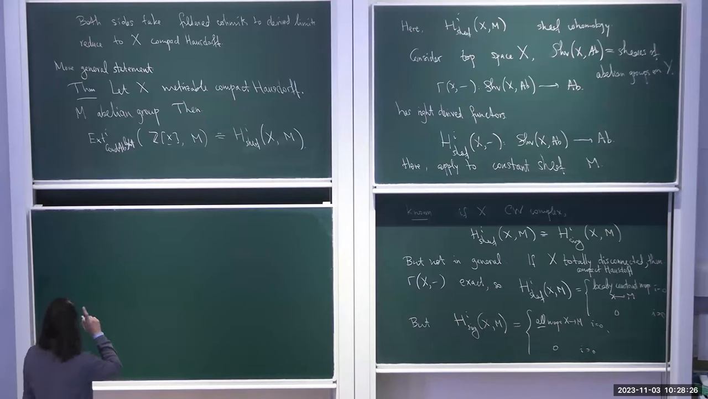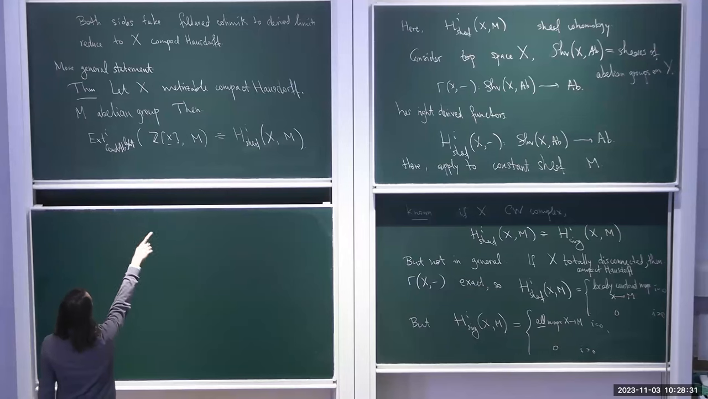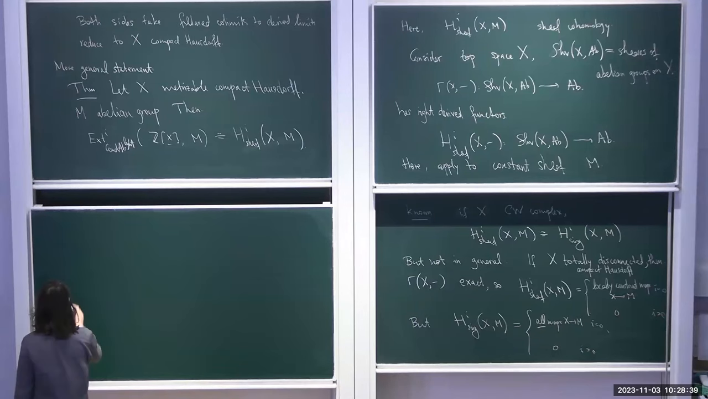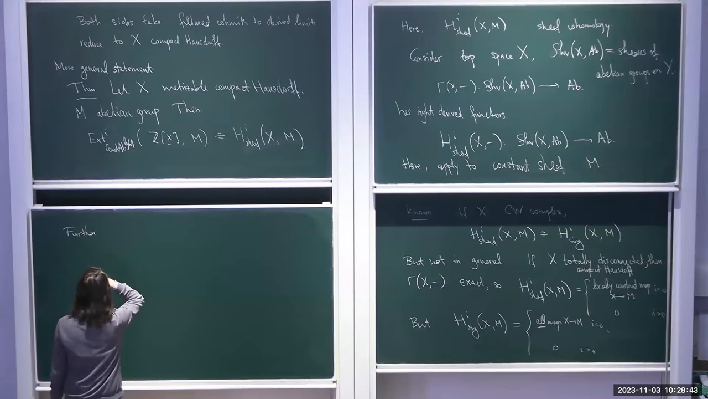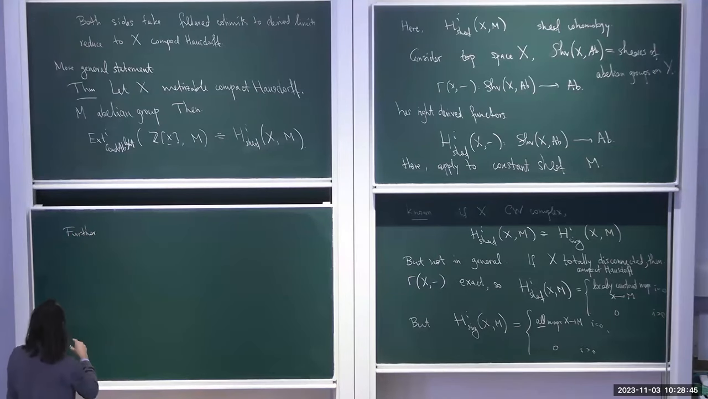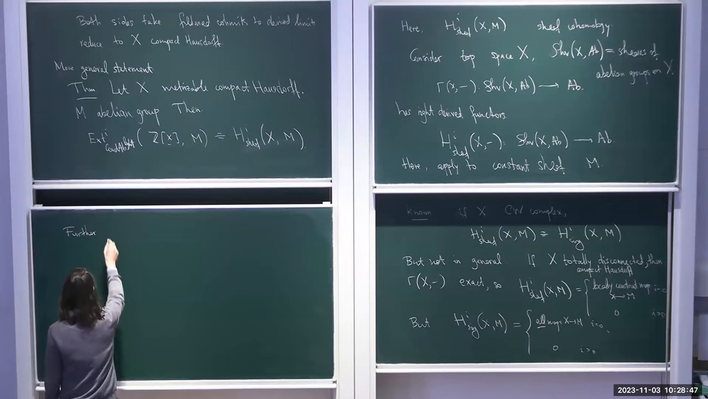So here's the theorem now, right? I want to now prove that if I have a metrizable compact Hausdorff space and any M, then I can compare these cohomology groups. And this can actually be further upgraded. And I'm not doing these upgrades purely for fun. It's actually somehow important for the proof.